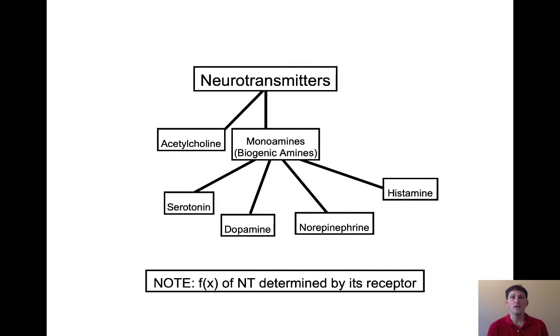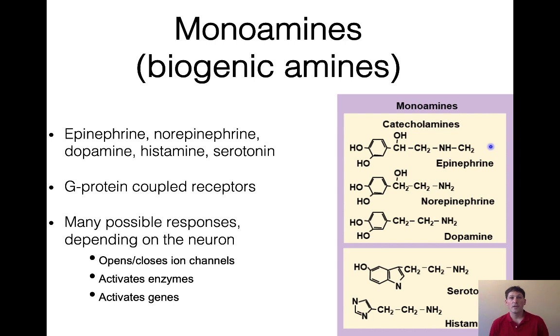All right, moving on with our exploration of neurotransmitters, our next group is called the monoamines, and these are some neurotransmitters you've probably heard a lot about: serotonin, dopamine, norepinephrine, and histamine. So again, our monoamines are epinephrine, norepinephrine, dopamine, histamine, serotonin. These work through G protein coupled receptors, so they're going to have that second messenger system.